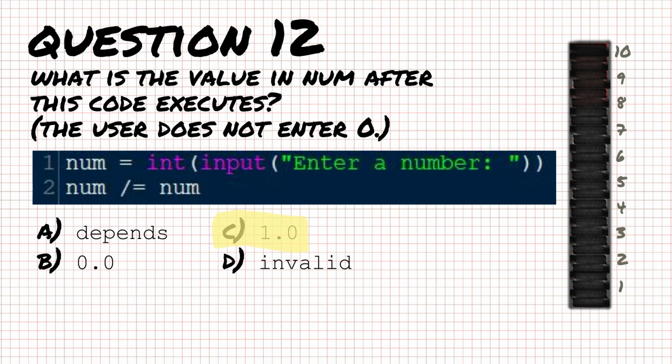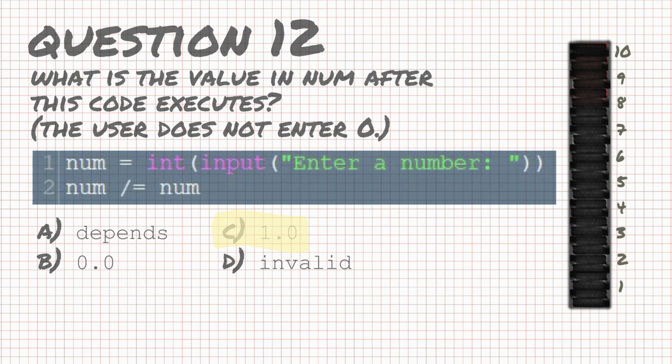The answer is C, 1. The statement num /= num is equivalent to num = num / num. When we divide a non-zero number by itself, we get 1.